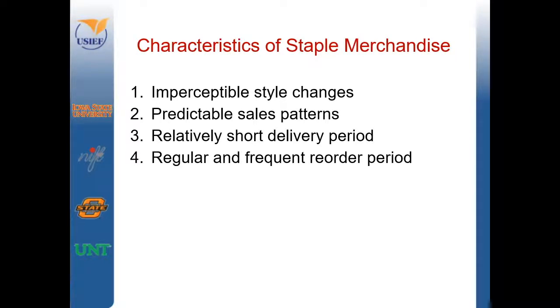Model stocks are created for staple merchandise, the merchandise with consistent demand that a retailer always wants to have in stock. Staple merchandise has several characteristics. There are minimal style changes. Sales can be predicted year to year, season to season, and week to week. There's relatively short delivery period, and it's easy to get back in stock. Additionally, there are consistent reorders, typically planned for every X number of weeks, such as every 4 weeks, every 6 weeks, or every 12 weeks.